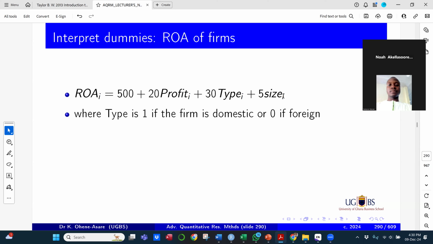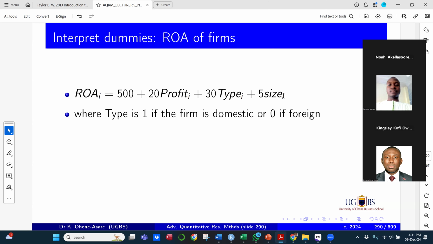The profit will increase 20 times if the dependent variable is increased by 1. No, that is not how you interpret it. Kingsley. Yes, Doc, given type and size of the firm, it is expected that return on asset will increase by 20 if profit increases by 1 unit. That's it. Okay, that's how you interpret.